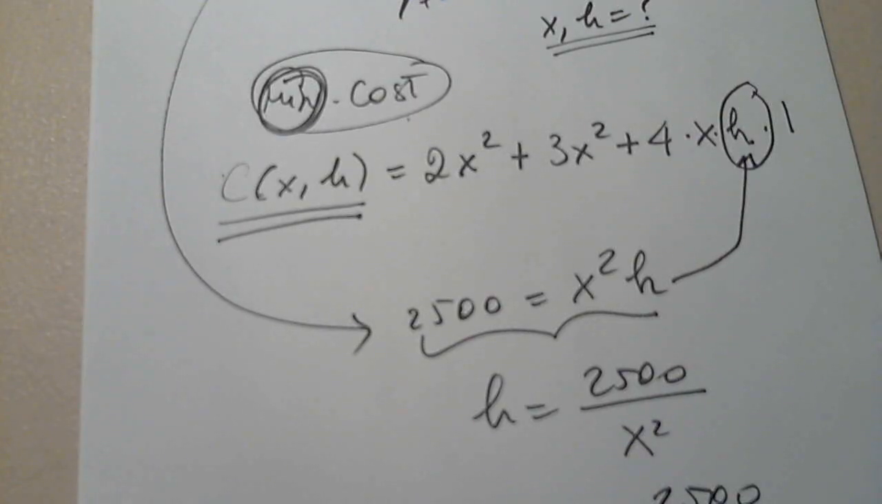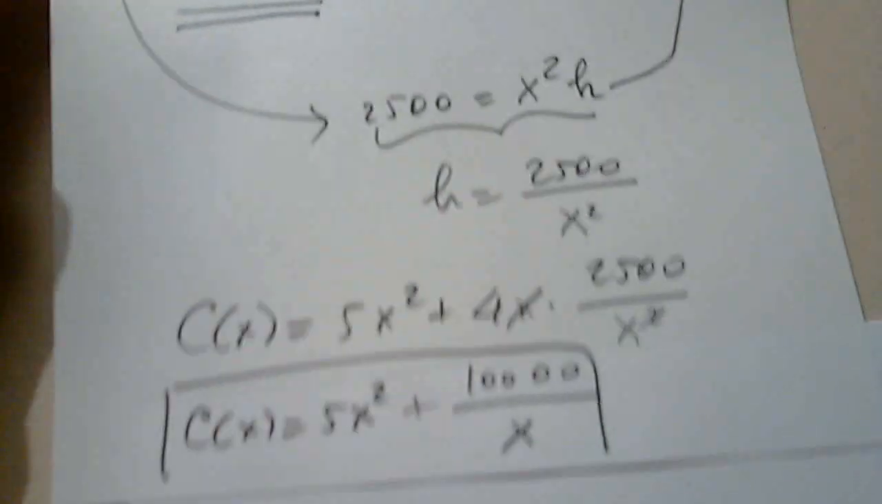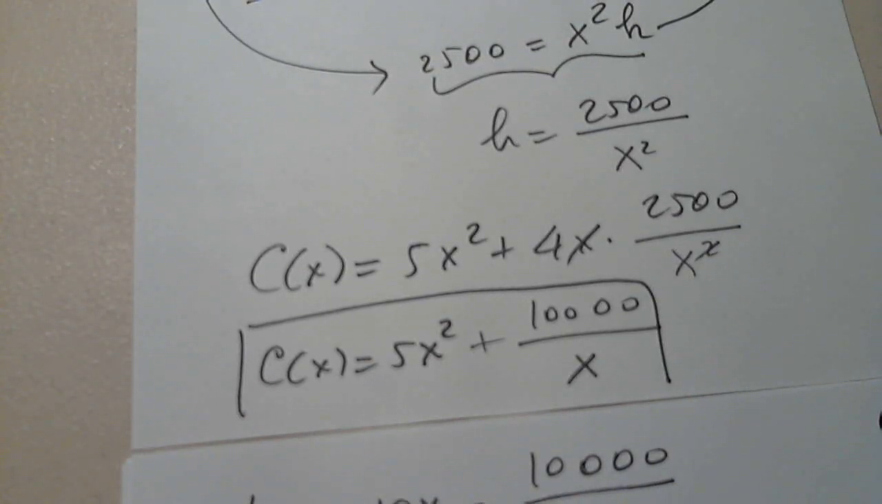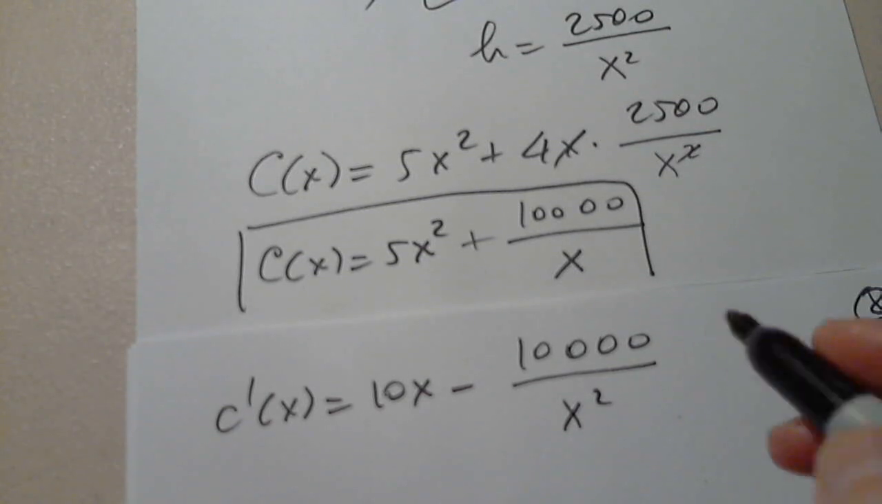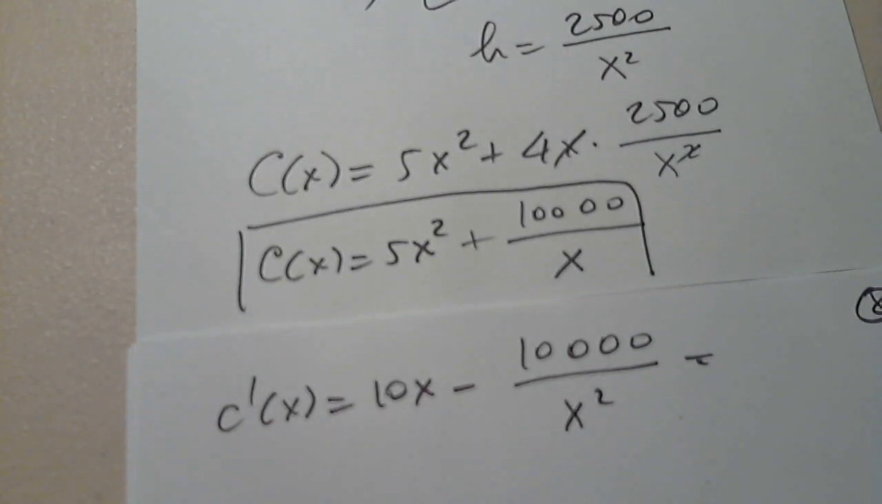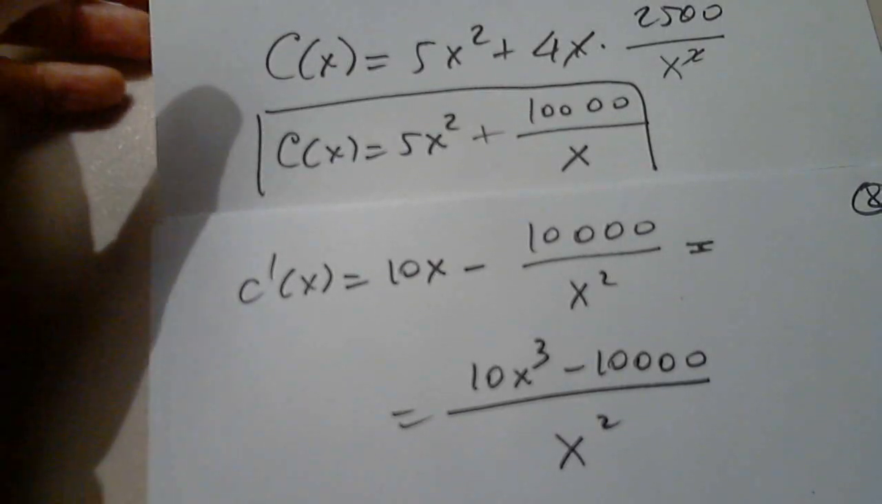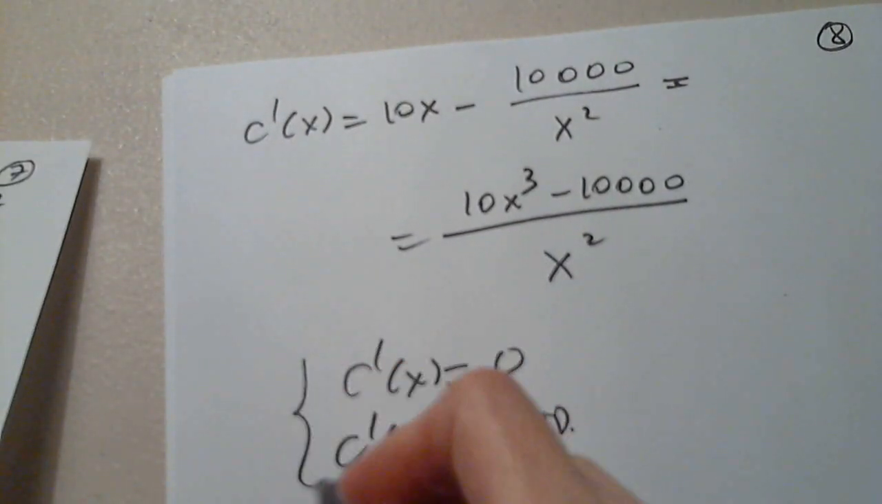Yes, it's okay. Good. So now we have to differentiate. So we will differentiate the cost function. So C prime of x equals 10x minus 10,000 divided by x squared. Find the least common denominator, which is x squared: 10x cubed minus 10,000. Now, of course, C prime of x is 0 or C prime of x is undefined. As you remember, these are possibilities for critical numbers.